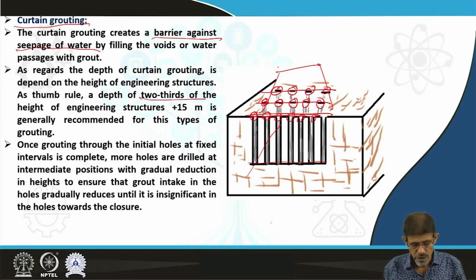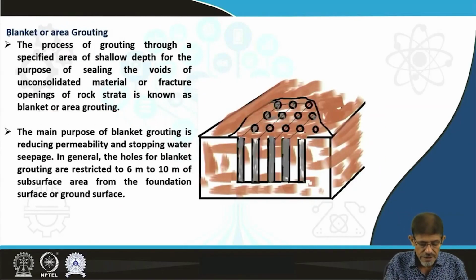Generally, two-thirds of the height of the engineering structure is considered, along with an addition of 15 meters for development of such a hole. Next is blanket grouting. As the name indicates, it is an area grouting.